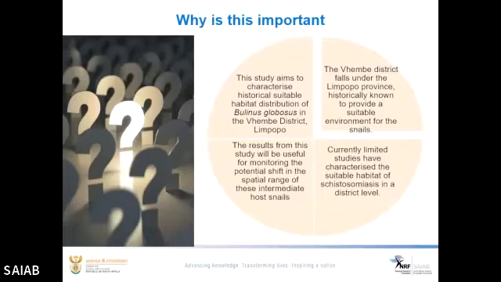This disease affects rural areas more because of lack of good sanitation facilities, poor healthcare facilities, and lack of access to safe water. The results from the study will be useful for monitoring the potential shift in the spatial range of these intermediate host snails. Currently, limited studies have characterized the suitable habitat of schistosomiasis on a district level.